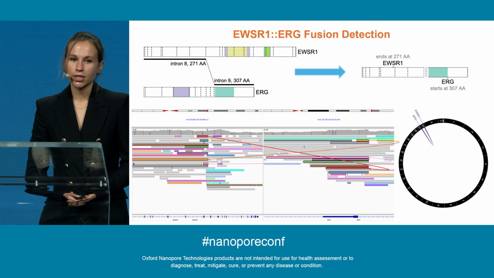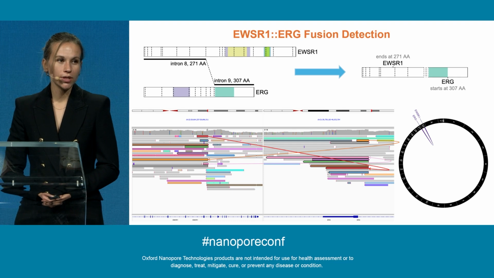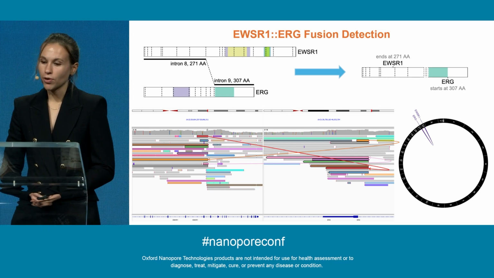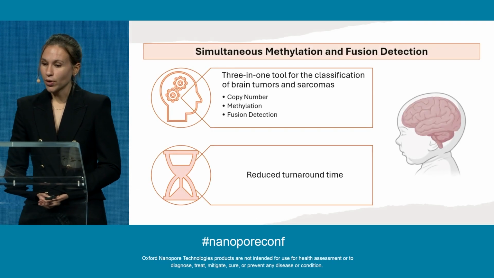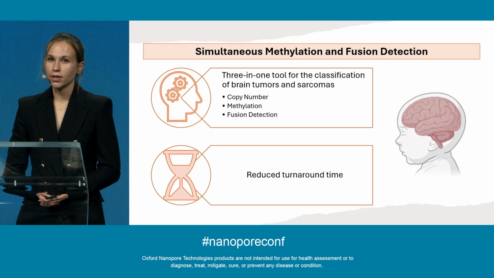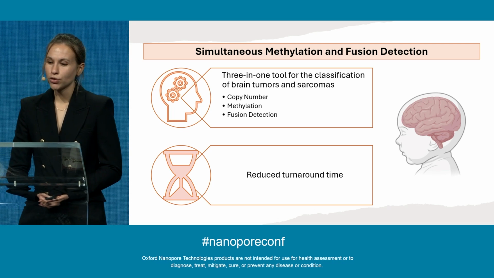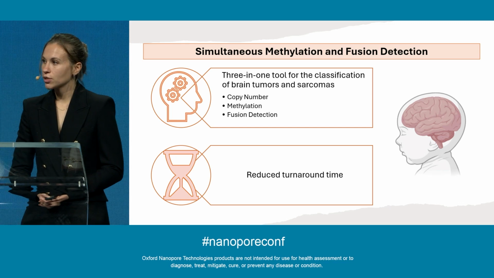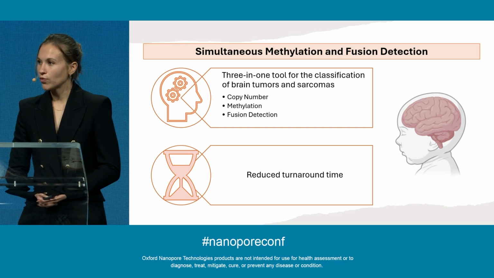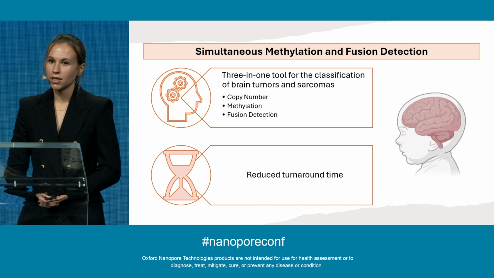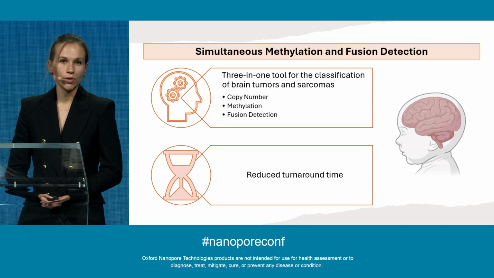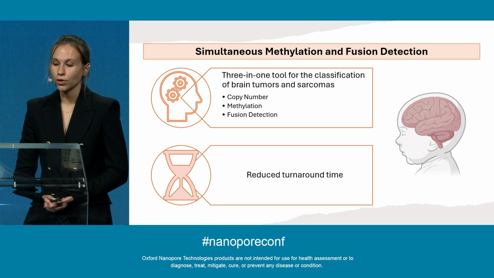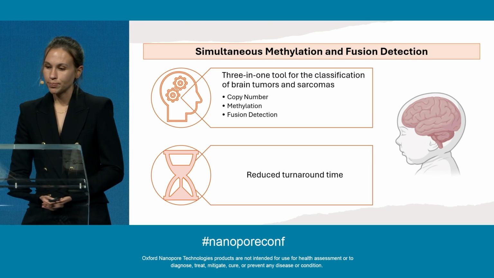And so we were really happy to see these results, because the potential of nanopore sequencing for brain tumors has already been described, but this was not the case yet for sarcomas. So for this part, from our experience, we really think that nanopore sequencing is a really robust three-in-one tool for the classification of brain tumors and sarcomas, because it allows us to obtain simultaneously the copy number profile, the methylation profile, and to detect the fusions of interest in those tumor entities. And all of this is performed within a really reduced time frame, which was around 1 week from our experience.